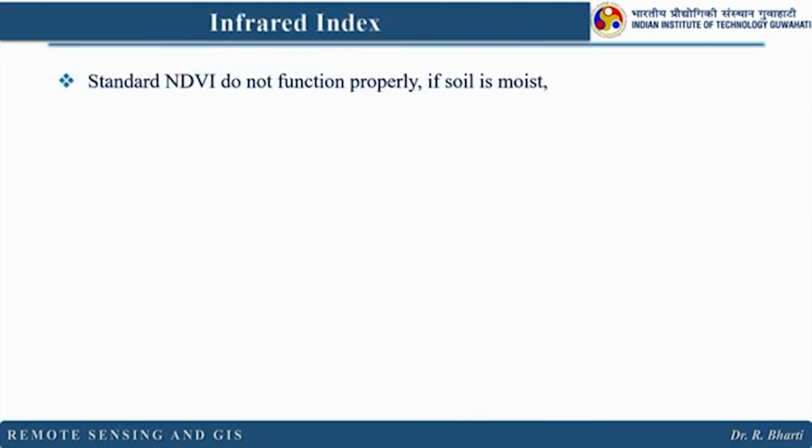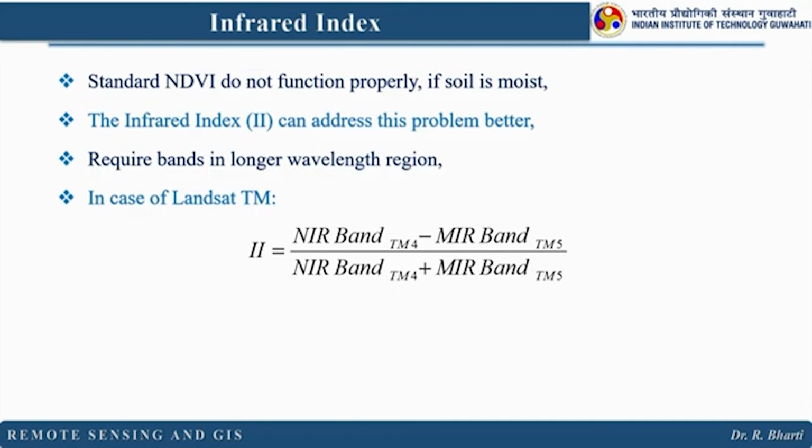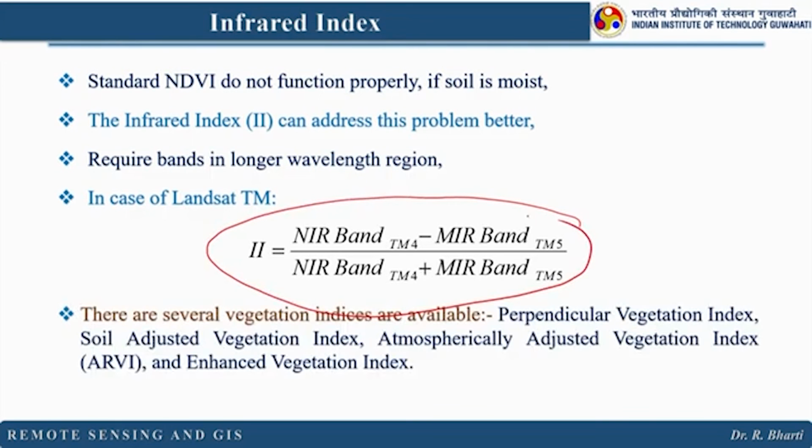Standard NDVI does not function properly if soil is moist. That is the real practical problem, so you cannot simply use this NDVI. The infrared index can address this problem better. Why? Let us see. It requires bands in a longer wavelength region, so basically here we need more bands in the longer wavelength region, in the infrared band. In case of Landsat TM, this infrared index is this one.